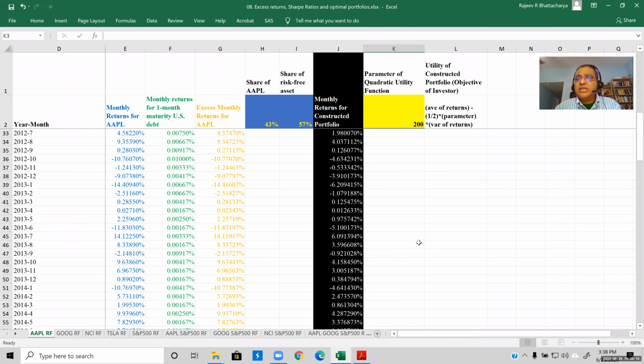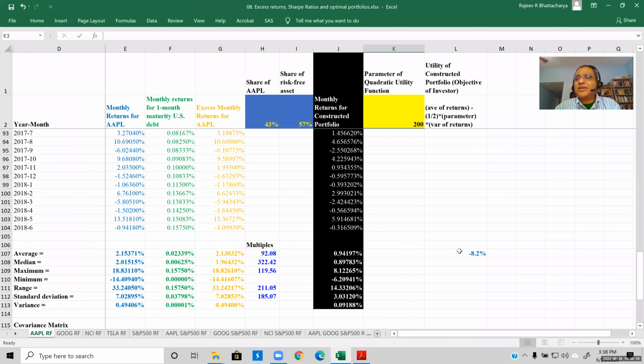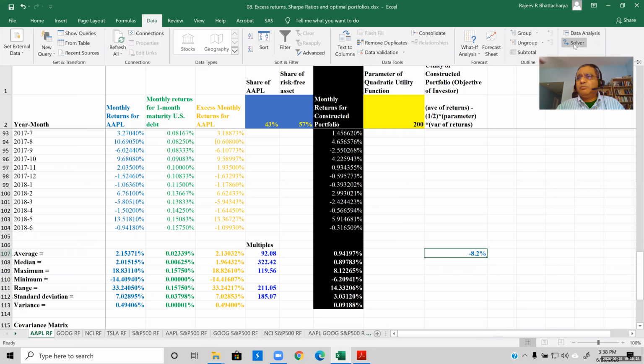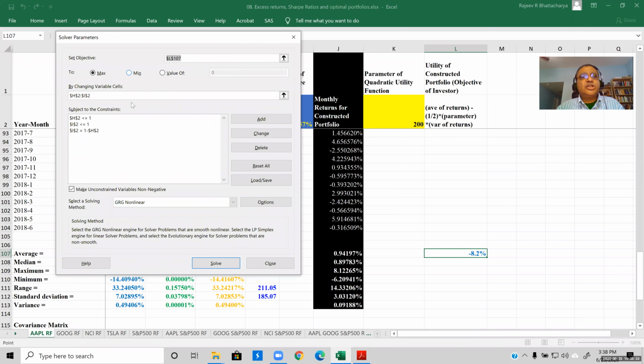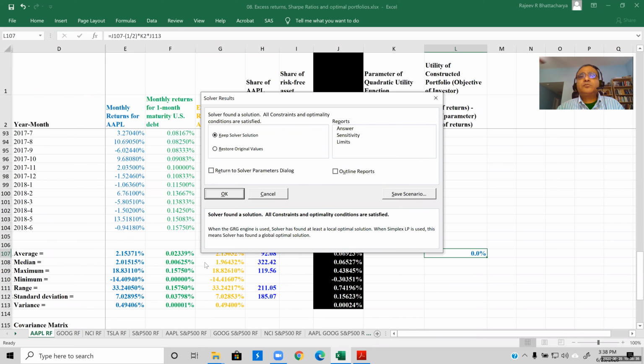So in this case, as we can see here, the expected utility is negative 8.2%. Once again, that doesn't mean this whole portfolio is a bad investment. Okay. So going back to our optimization, go to Solver. Do this just as we had before, make sure.